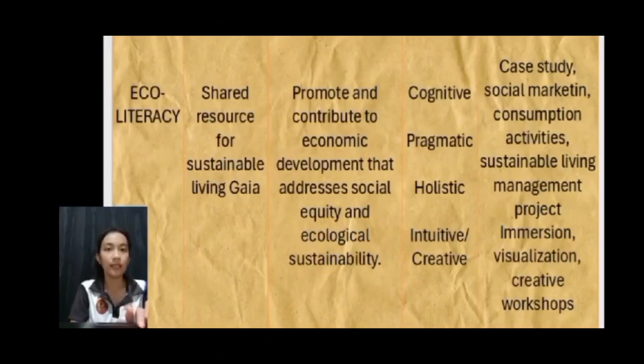So the third one is ecoliteracy. The general conception of ecoliteracy is shared resource for sustainable living, Gaia. When we talk about shared resource for sustainable living, Gaia is associated with the Earth as a living interconnected system. Of course, from the word itself, shared resources are resources that can be shared for embracing Gaia principles, which include educational platforms, community initiatives, and collaborative projects focused on environmental awareness.